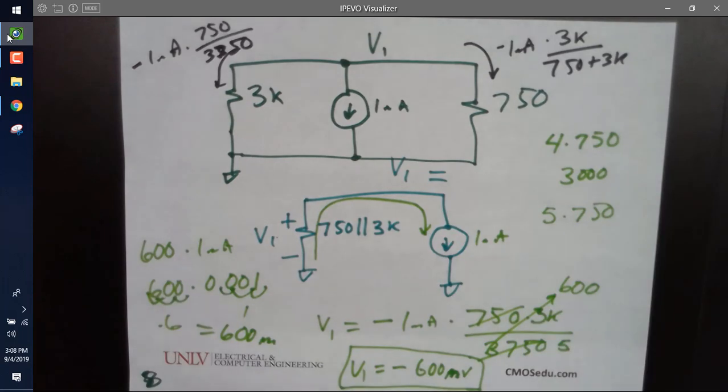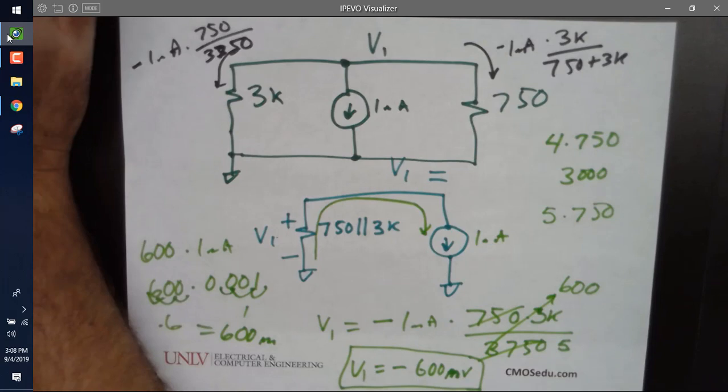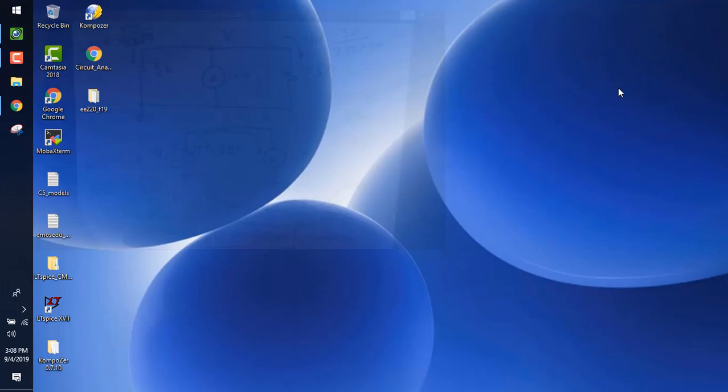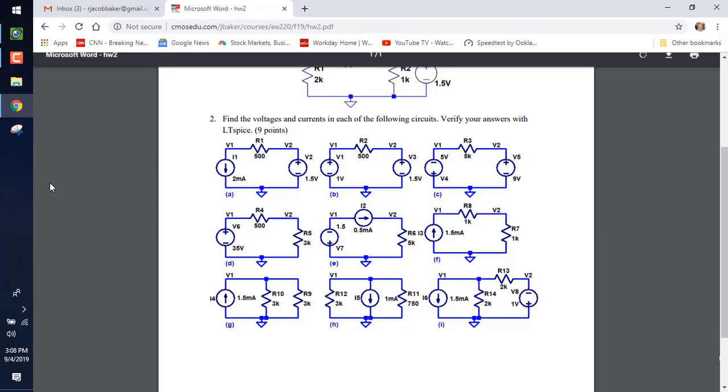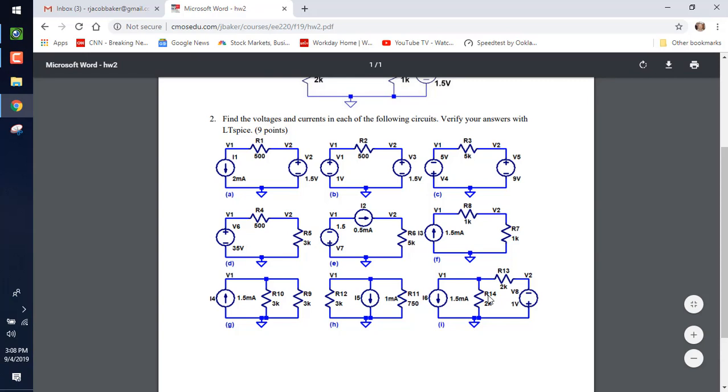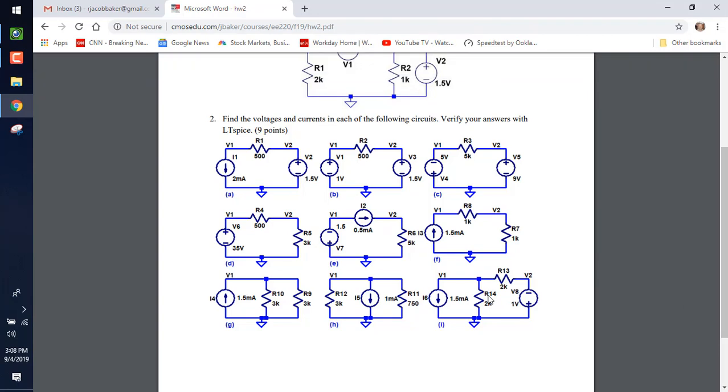Okay, let's do the last one from the homework, which is this one right here. Uh-oh, I'm scared. Well, not really, but it's fun when I used to be. Would this be an unfair quiz question today?